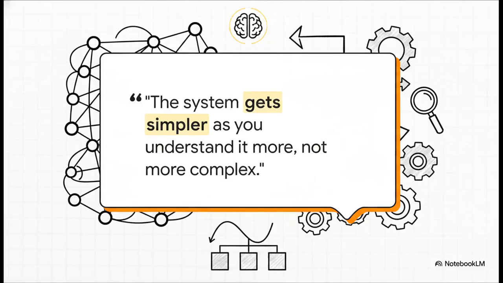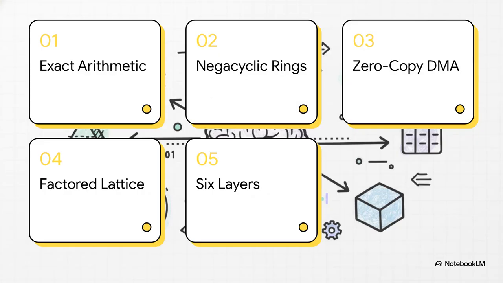Before we really get in the weeds, I want to anchor us with a profound principle drawn directly from the source material. The system gets simpler as you understand it more, not more complex. Keep that in mind because that's our guiding star for this explainer. The goal today is radical simplification. We aren't just bolting on new compression tricks or adding more layers of abstraction. We're going down to the absolute foundation of how neural networks calculate and finding a much cleaner, mathematically unified way to do it.